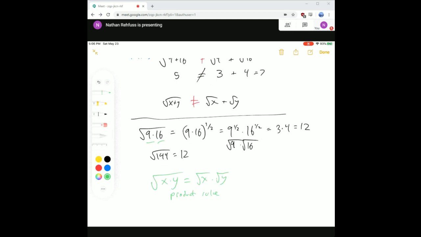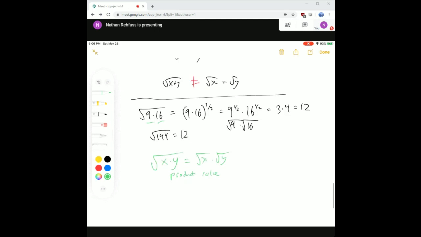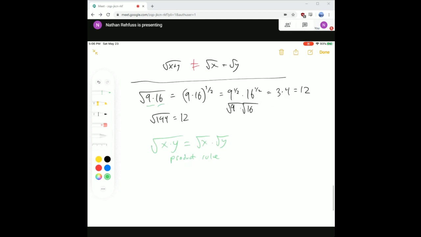And here's why this is tremendously helpful. If I write something like the square root of 500, well, gee, how big is that number? I don't know. It's pretty big. I know that 20 squared is 400, and I know that 30 squared is 900. So this is somewhere between 20 and 30, but how can I be more specific? Well, 500 is 5 times 100, or 100 times 5. I'm going to write it in this order.